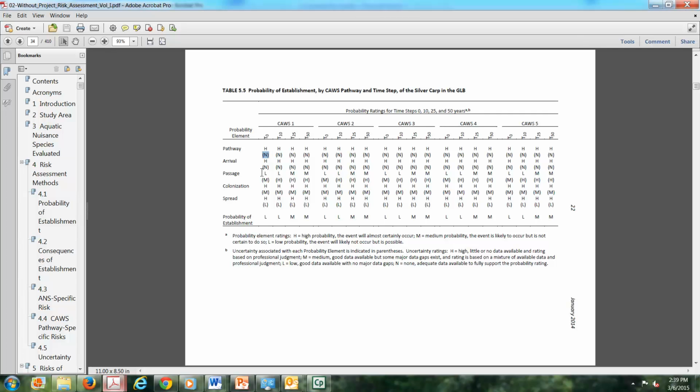As you go down the column, you see we have a high pathway, high arrival, low passage, high colonization, high spread, and that's an overall probability of establishment of low. Each of these columns gives a different rating. You can see as time passes, once we get 25 years into the future, the overall probability of establishment has increased from a low to a medium. This table that you're looking at here is summarizing the work that was done in the likelihood assessment, and that would be analogous to the exposure assessment activity.